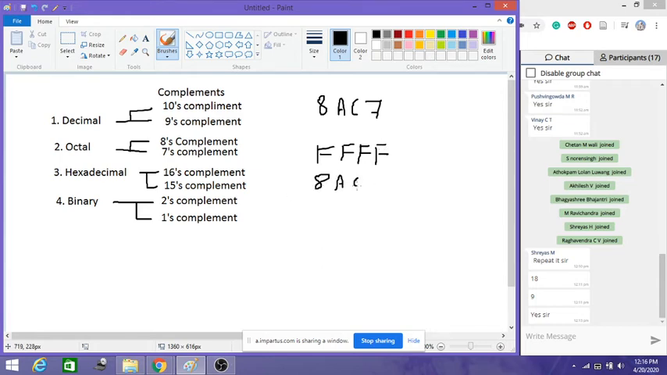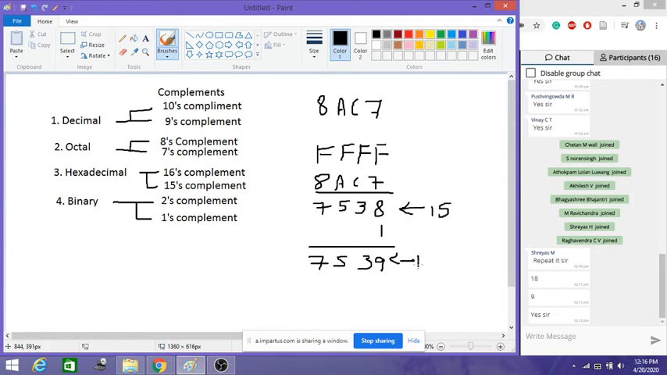So when you subtract this, you will get the answer like 7 5 3 8. And this is your 15's complement answer. If you want 16's complement, we have to add 1 to this. So I'll get this as 7 5 3 9. So this is our 16's complement answer, right?